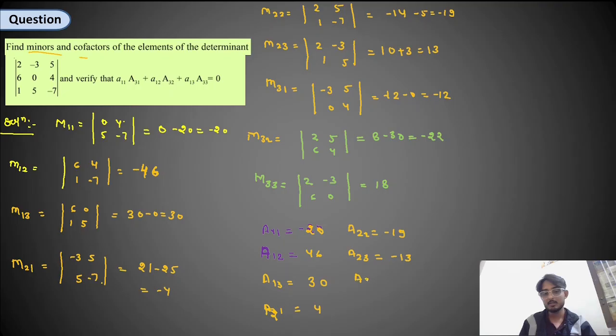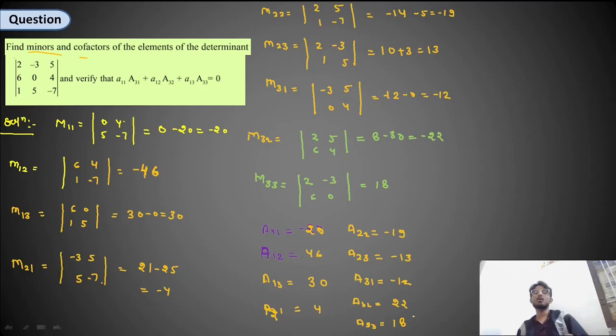A31 equal to minus 12. A32 equal to plus 22, and A33 equal to 18.